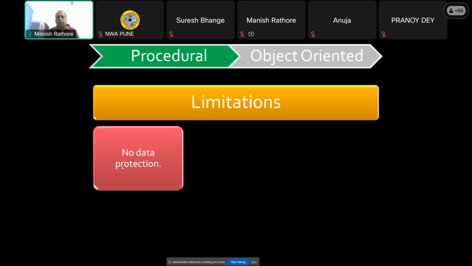Number two problem is that naming the variables becomes very difficult. You may have multiple variables, multiple functions which are being used. So it becomes very difficult to name the variables. So it becomes very difficult to maintain the data.